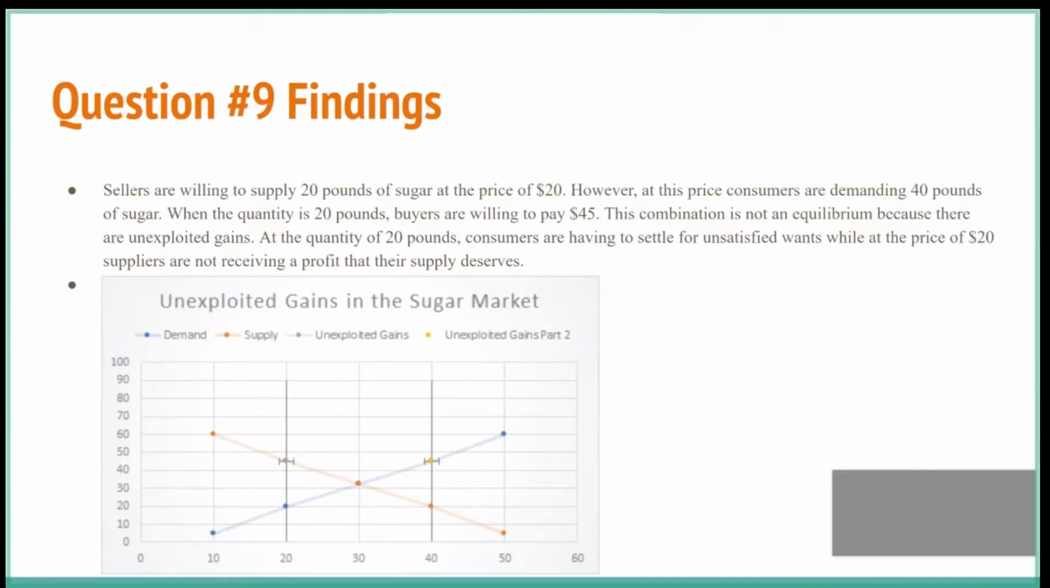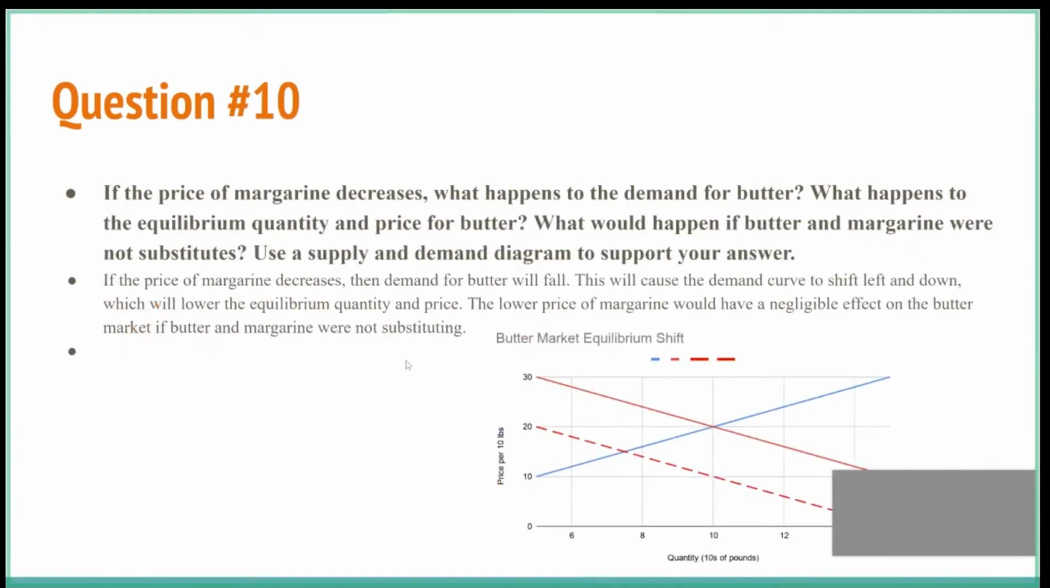Question 10. If the price of margarine decreases, what happens to the demand for butter? So this is asking, like the next question you'll see in question 11, what will happen to the equilibrium if there's a shift in supply or demand? Here, we're seeing a shift in demand because the substitute for butter is making the demand for butter decrease, because as the price of a substitute decreases, the demand decreases.